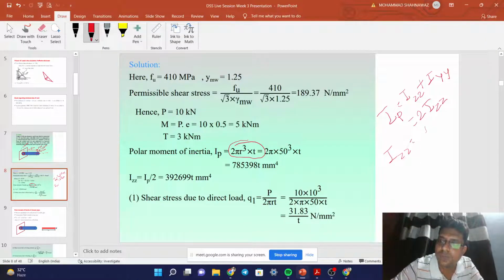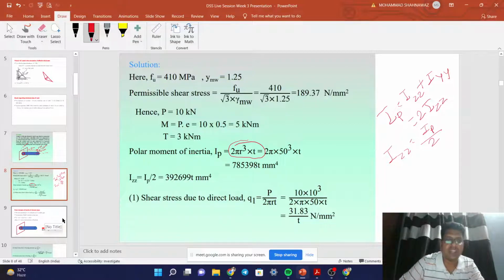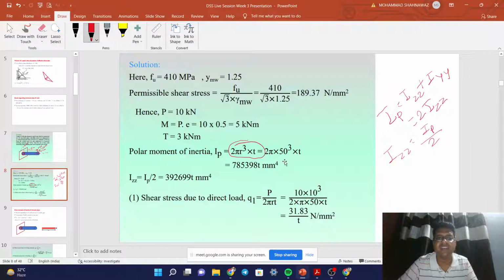IZZ is equal to IP by 2. So here we can get this. So now why are we calculating polar moment of inertia like this, 2 pi r cube into t? Can anyone tell me, or should I explain this?